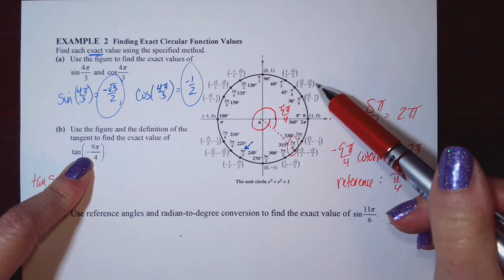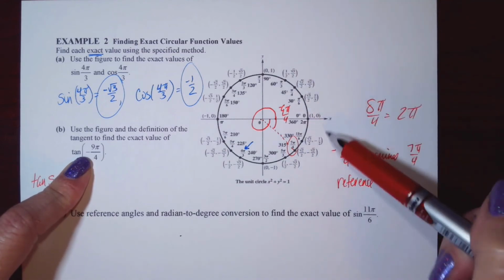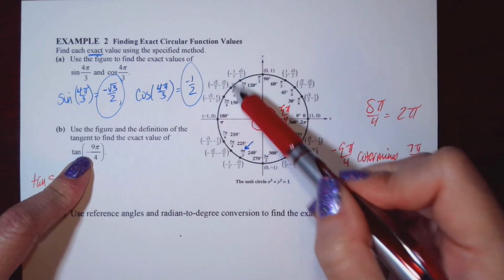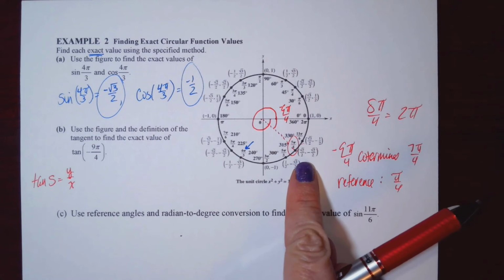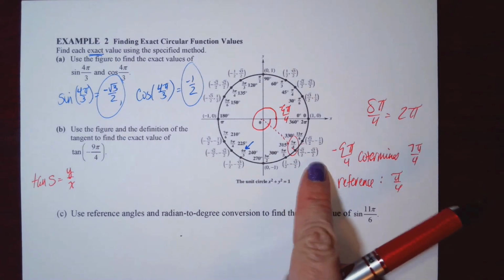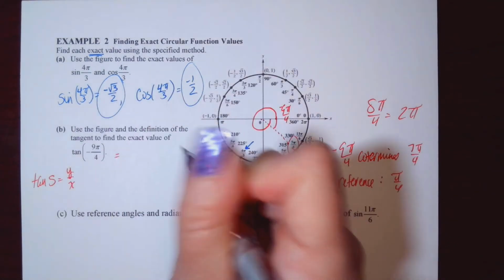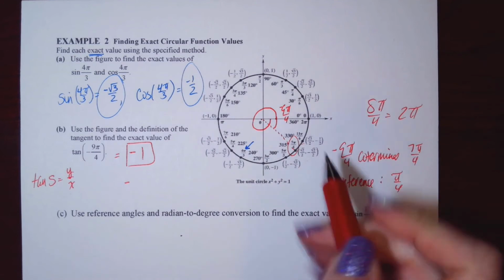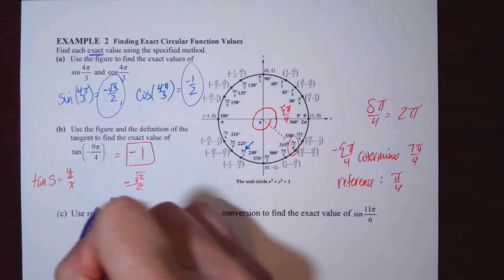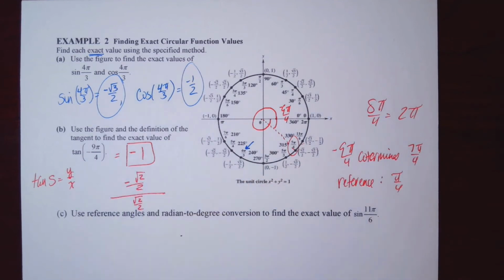So it's one of those 45s. Pi fourth, those all have the same x and y coordinates, √2 over 2. Since I'm in quadrant 4, x is positive, y is negative, so anything over itself is 1. In this case, it's a -1. It would be a -√2 over 2 over √2 over 2. Anything over itself is 1.